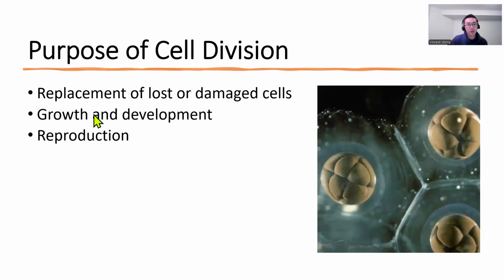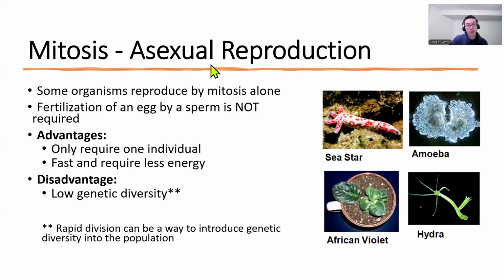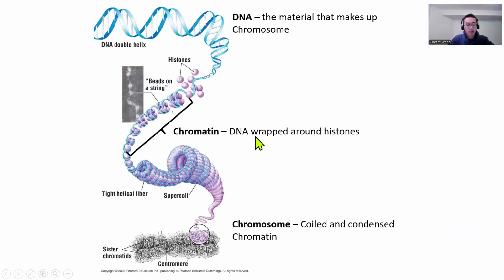We were talking about the purpose of cell division and the need to replace lost or damaged cells, growth and development, and some organisms use cell division as a way of asexual reproduction. And before the cell divides, before the cell splits into two, it needs to copy all of its DNA. And I just want to take a moment to refresh your memory on what DNA looks like and how it's packaged in a cell. The double helix that we learned is basically we call it the naked DNA. It's just nucleic acid on its own.